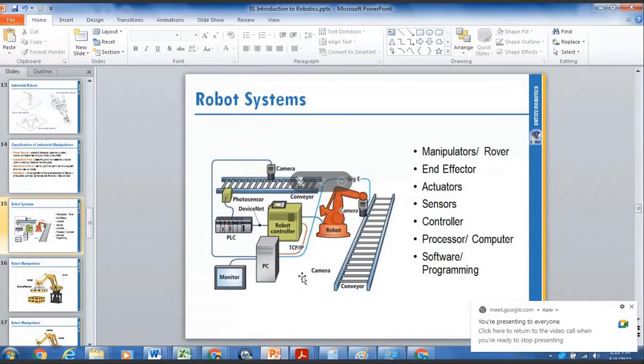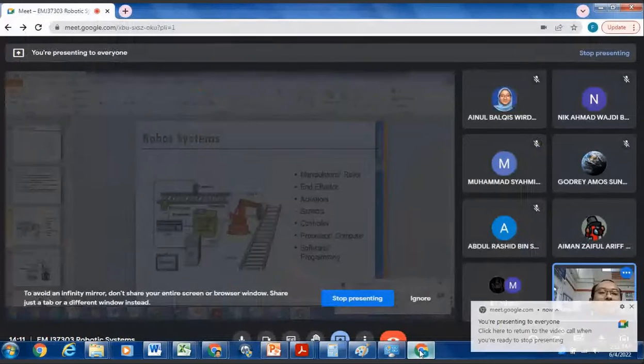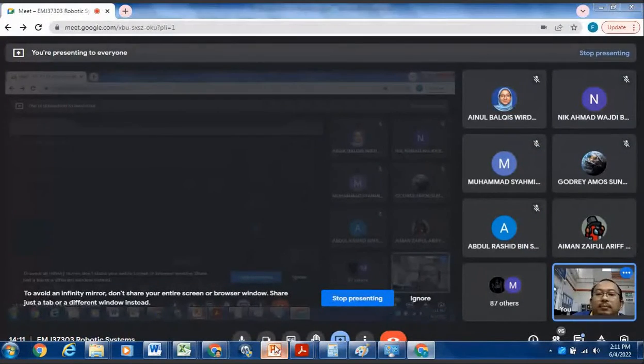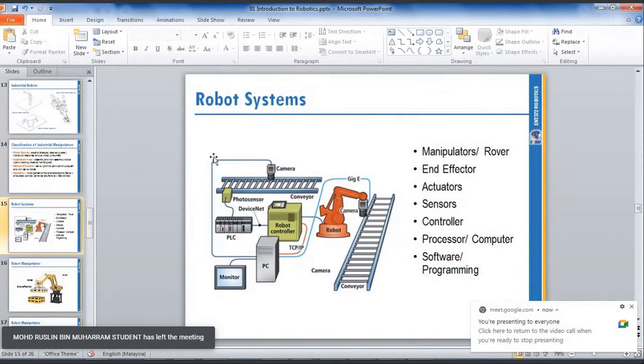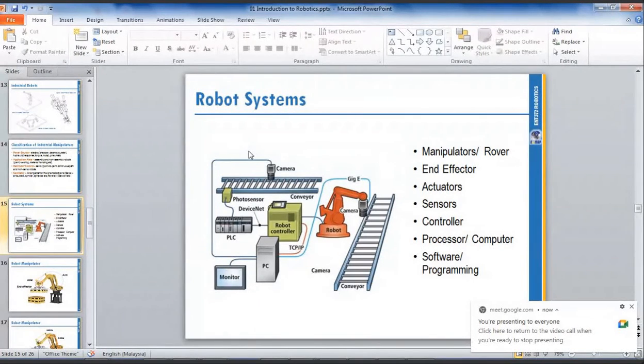Okay. So we can start. Okay, robot system. Let's see. We call this one set of robot system. So robot system, or in our next chapter, maybe chapter 4, we learn about robot work cell. So this is one work cell. So this is one type of work cell.